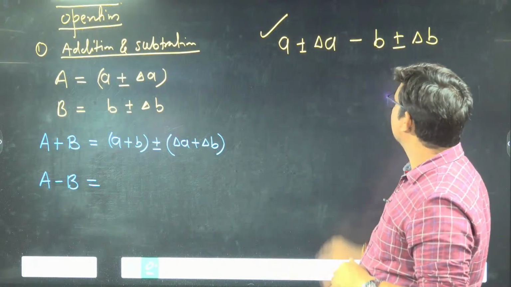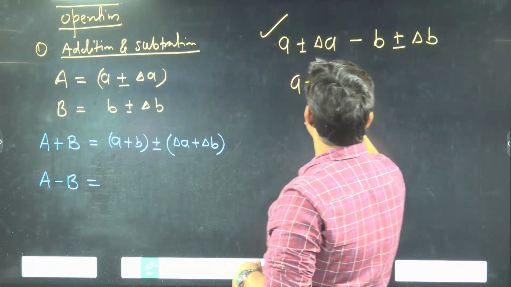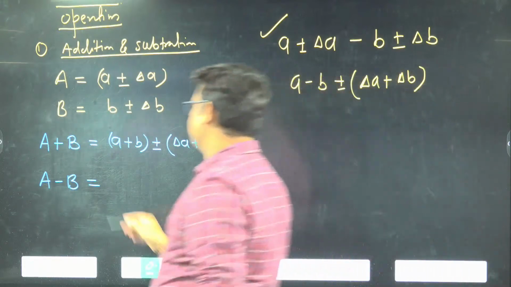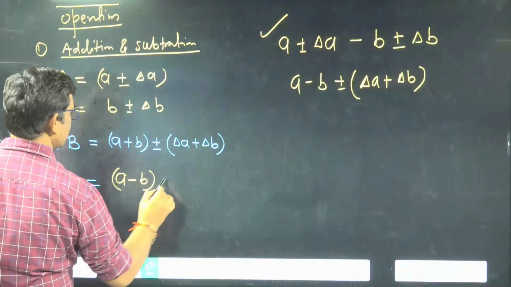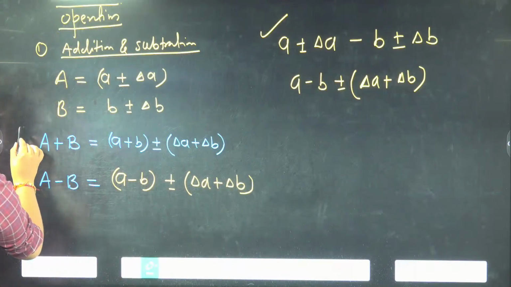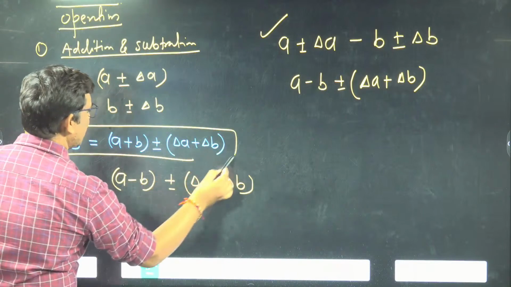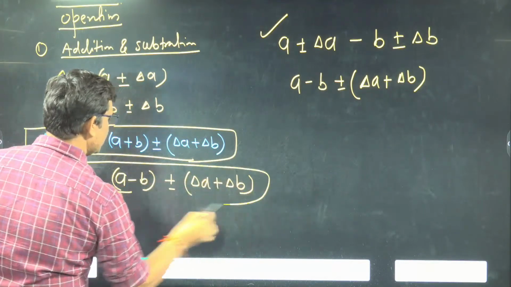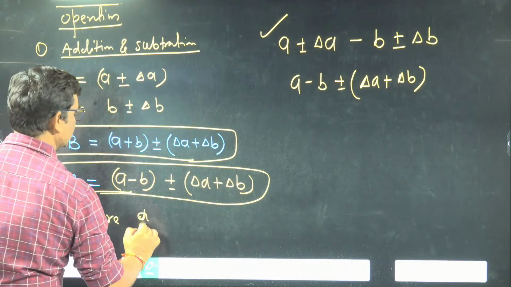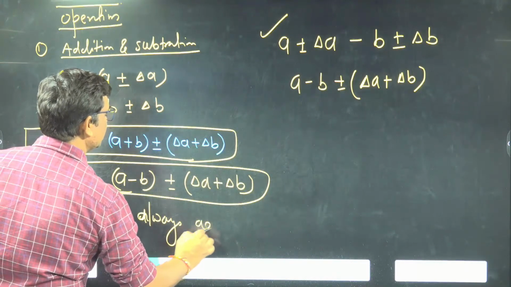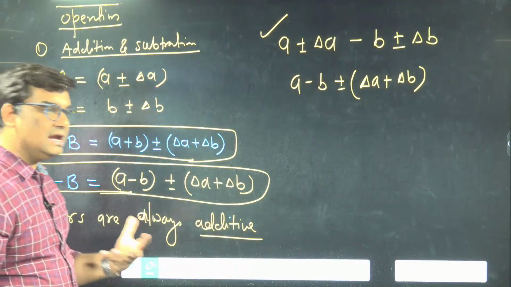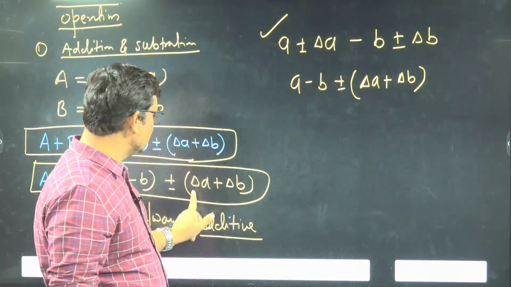So what will be the answer if you write here? We can say A minus B, plus minus common here, delta A plus delta B. So for the difference, A minus B plus minus delta A plus delta B. And what conclusion can we write out of this? That errors are always additive. Additive means always added. Clear? Here also you will add, here also you will add.